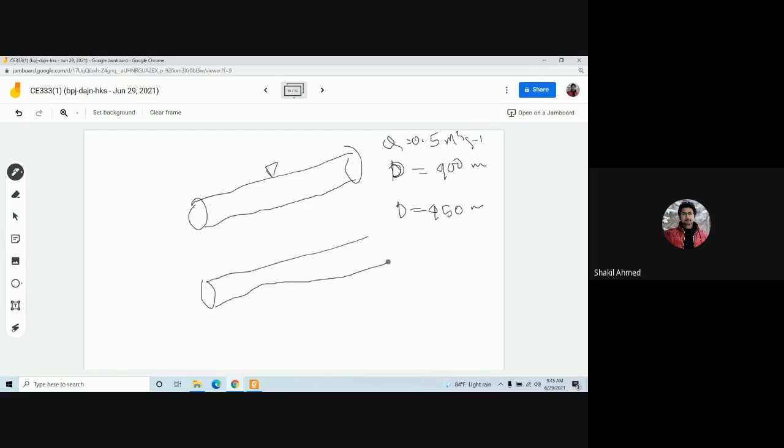then with the same slope, can you ever reach the top with 0.5? 0.5 was for 400 millimeter. Now with 450, would 0.5 reach the top? Never, right? It will be below the top. Am I right? Yes, sir.